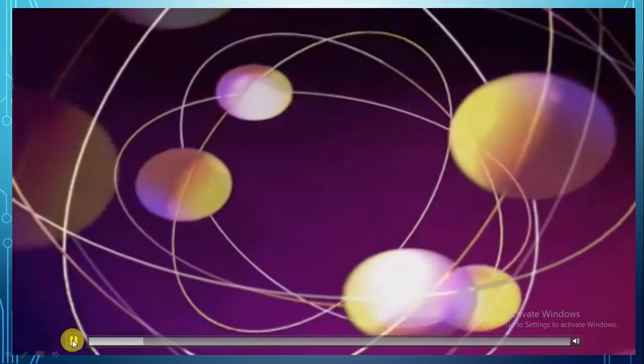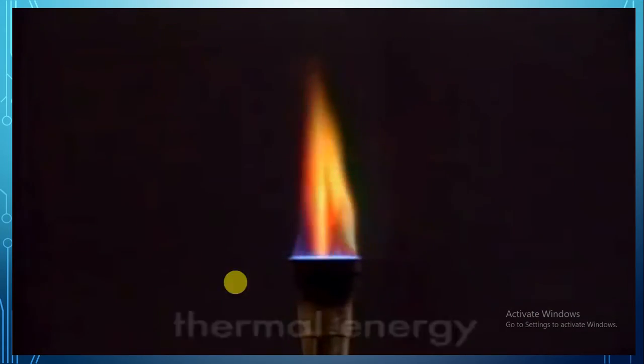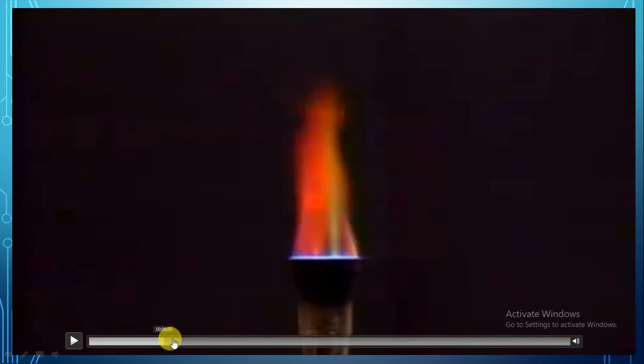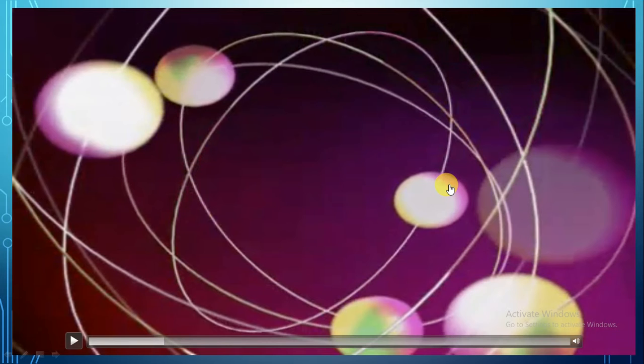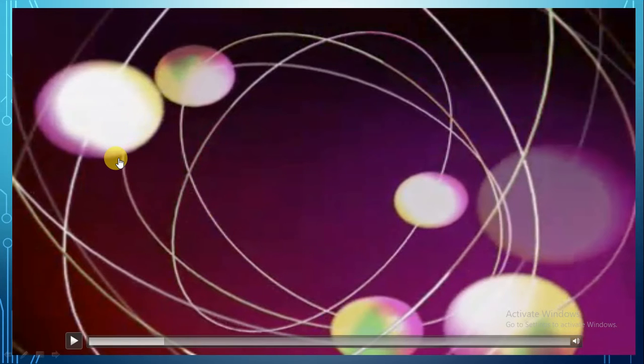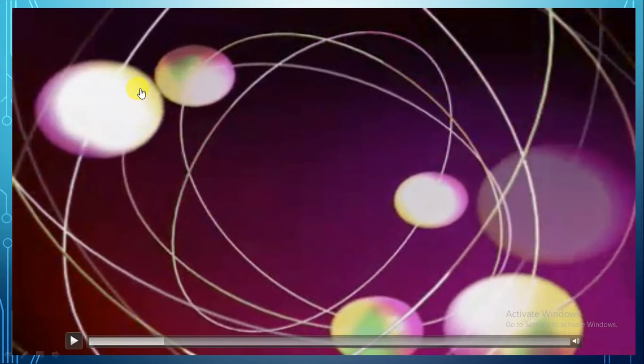They move because they have energy. The energy of moving particles is called thermal energy. So those particles inside matter have energy, and we call it thermal energy. What is the meaning of thermal energy? Thermal energy is the energy of the moving particles inside the matter.